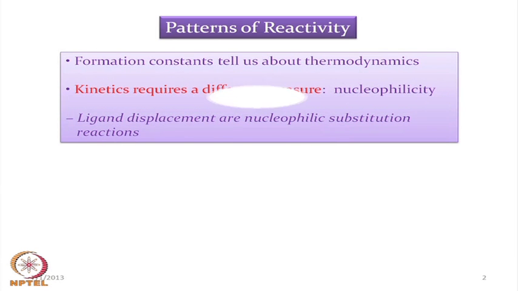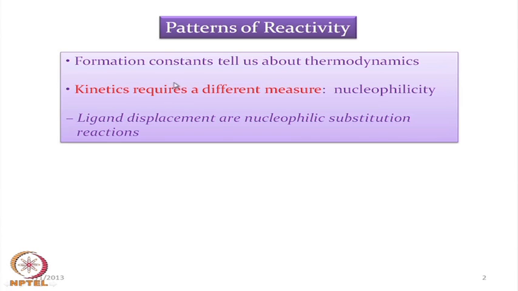The formation constants tell us about the thermodynamics. The K value, the equilibrium constant or formation constant, tells us about the thermodynamic stability of the metal complex. So, if we have M plus Ln or ML6, we can determine the equilibrium constants or the formation constants for the different steps, the stepwise formation constants, as the thermodynamic parameter, as well as the corresponding delta G values.